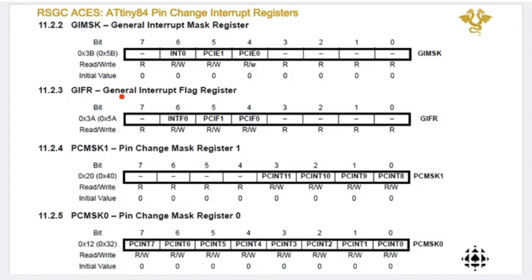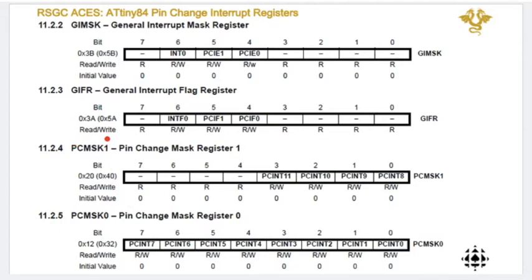Next, the general interrupt flag register. These appear when an interrupt has happened. However, it's a bit odd. They're only cleared when you set them to a 1. A weird little quirk that Atmel decided to throw in. These two essentially function the same, but for different ports.